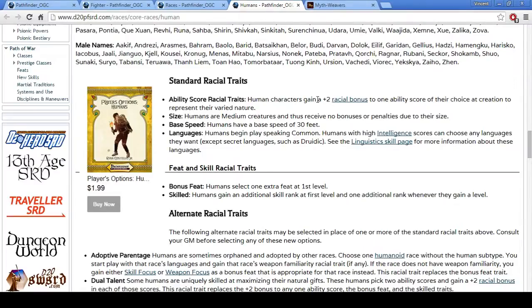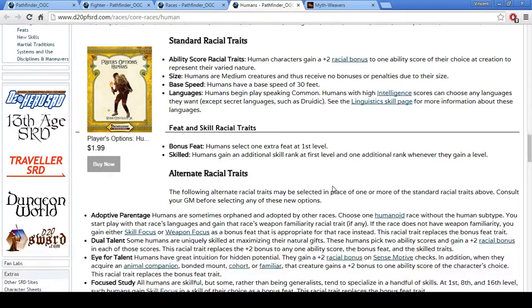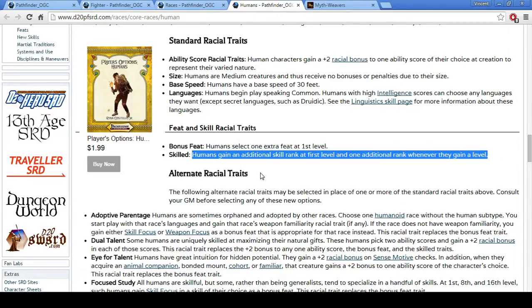All right, it says human characters gain a +2 racial bonus to one ability score. Great. They're medium-sized. They have a 30-foot land speed. Good. They speak common. And if they have a high intelligence, they get some more stuff. And they get an extra feat, which is great. And they get an additional skill point every level. Great. And that's what you get.